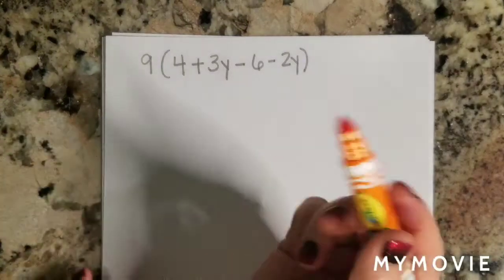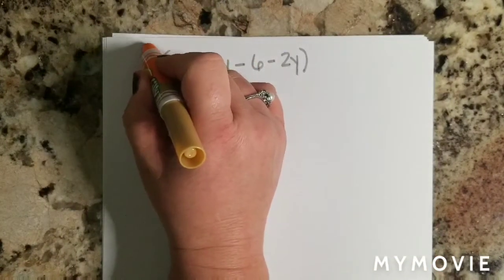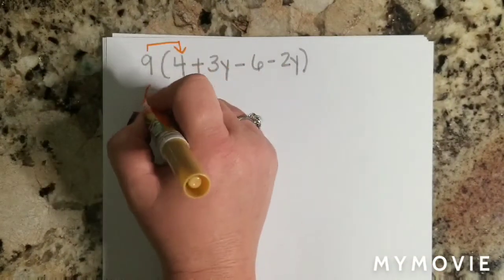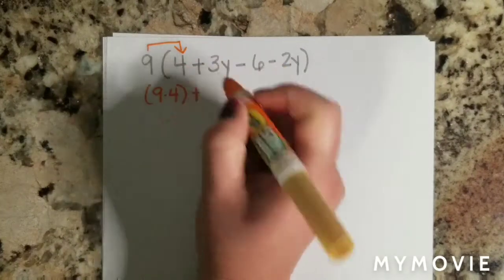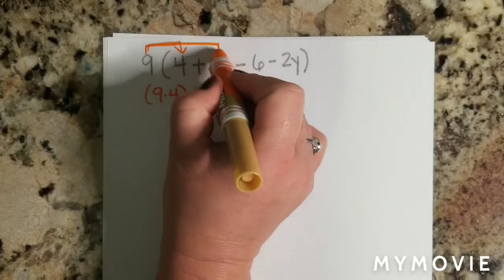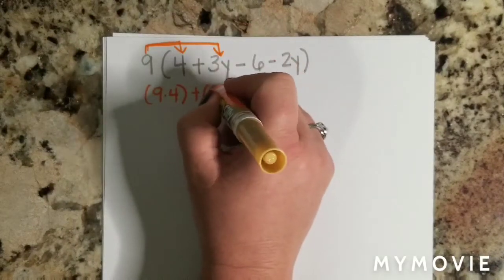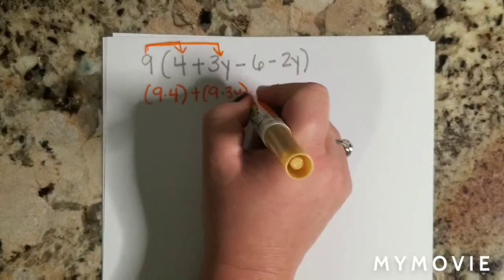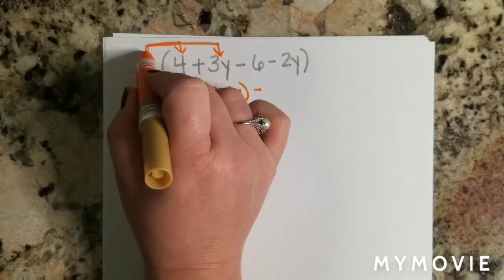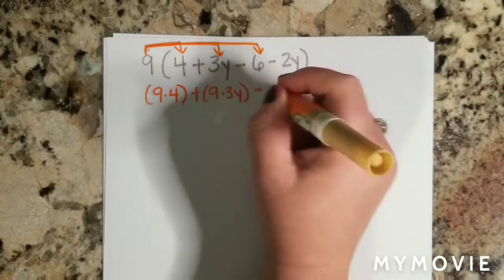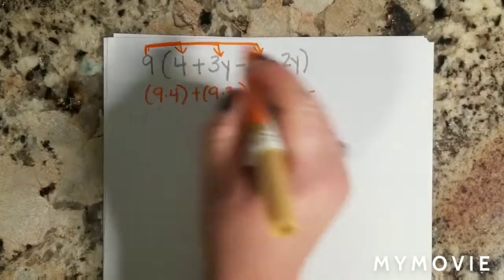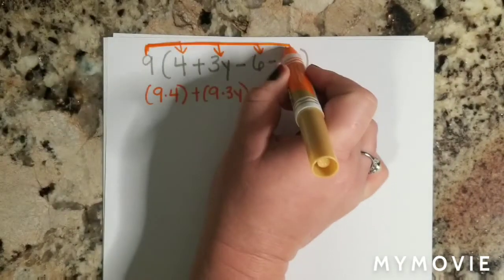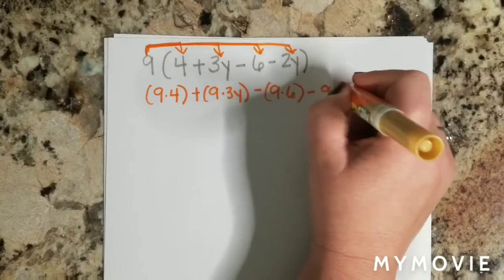So I would trick or treat all the houses. I would say 9 times 4. Bring down your plus sign. 9 times 3y. Bring down your minus sign. 9 times 6. Bring down your minus sign. And 9 times 2y.